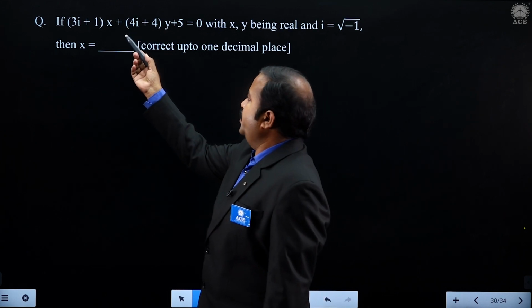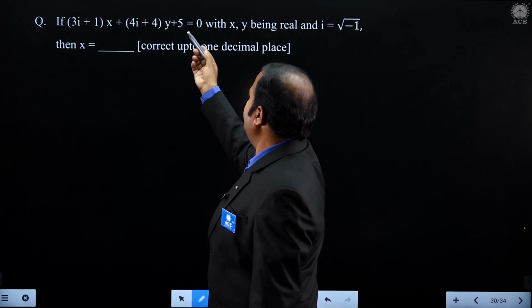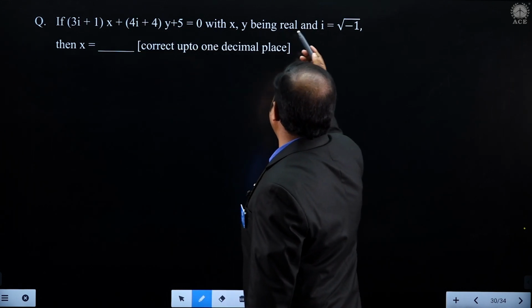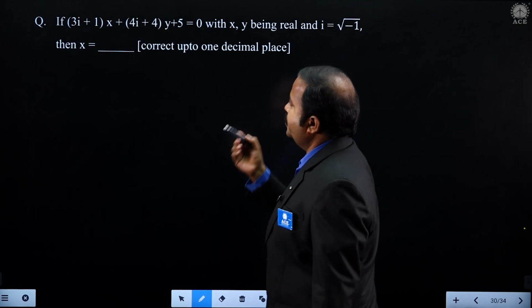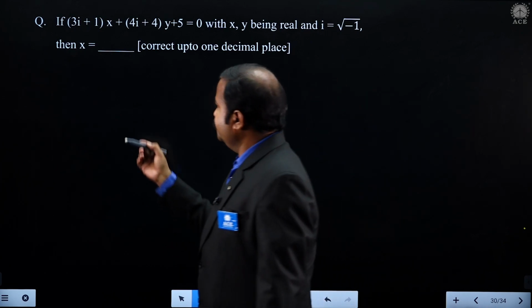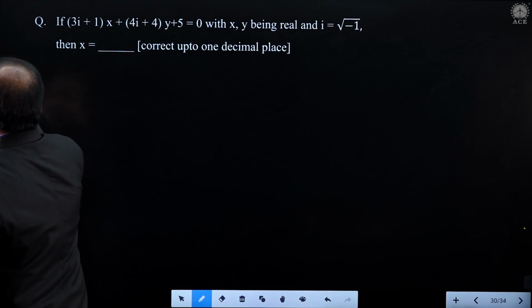If (3i + 1)x + (4i + 4)y + 5 = 0 with x, y being real and i being imaginary, then what is the value of x? Very simple.